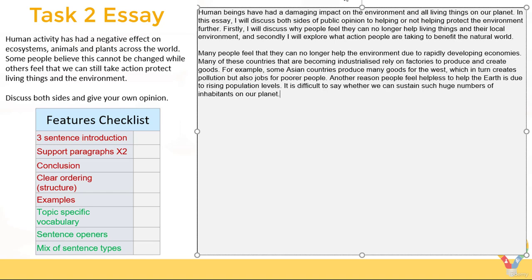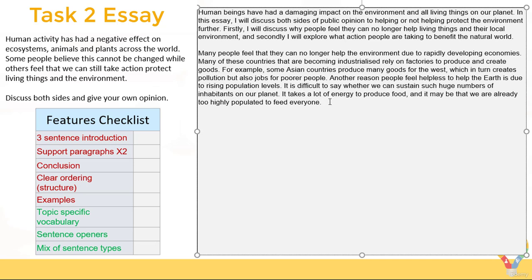Now I want to give a specific example about this idea of high population levels. I think we could talk about producing food. It takes a lot of energy to produce food. And it may be that we are already too highly populated to feed everyone. So that's my reasoning for why people think it cannot be helped that we can save the Earth.